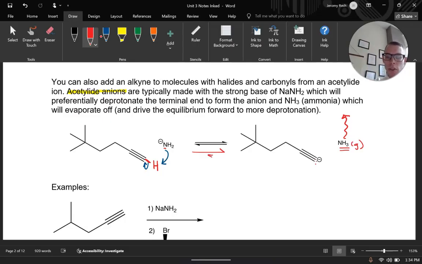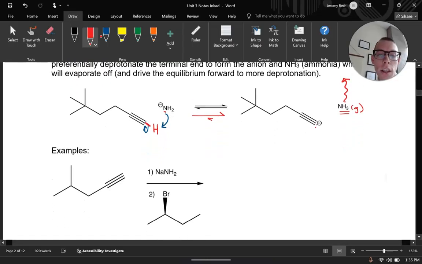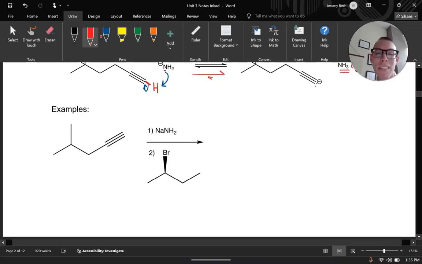Now, this deprotonated alkyne will serve as a really good example of a nucleophile, and we can do a bunch of types of reactions with it following a traditional SN2. So if we look at this alkyne here, we have 1, 2, 3, 4, 5 carbons and then a methyl. This is a terminal alkyne. If we do a multi-step reaction where the first thing we do is add our sodium amide, which is going to be our strong base, that will remove our proton on our alkyne. That is going to be our most acidic.